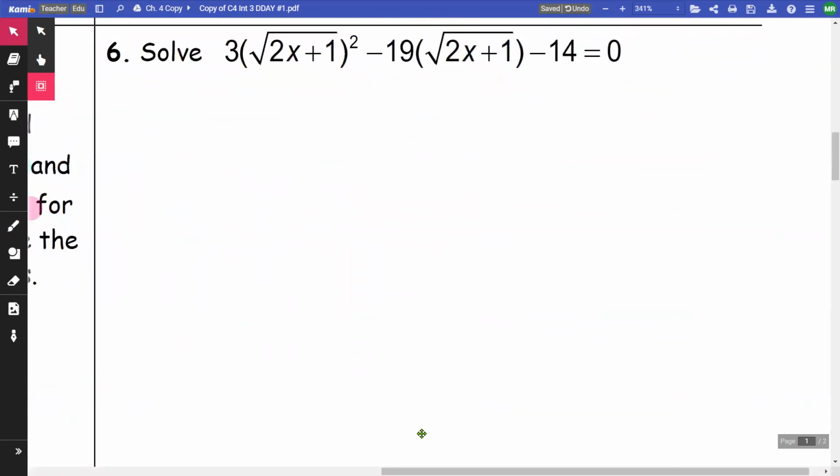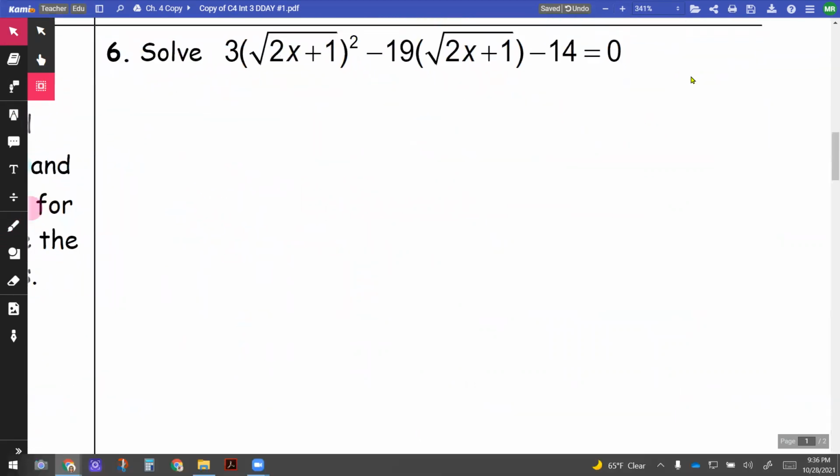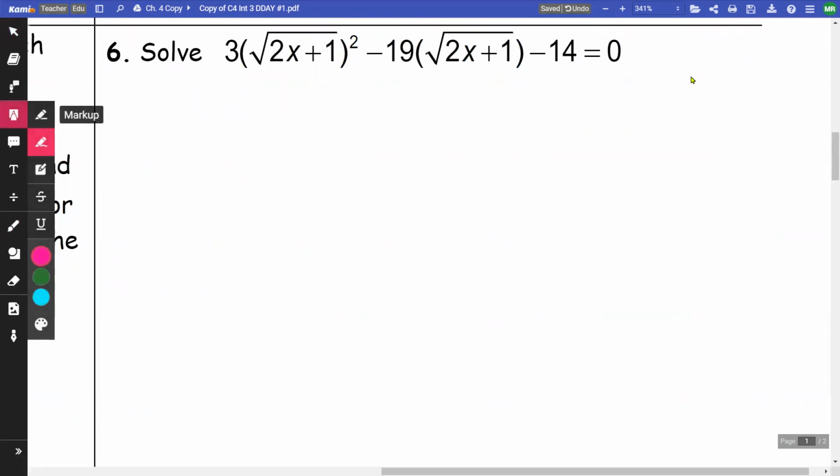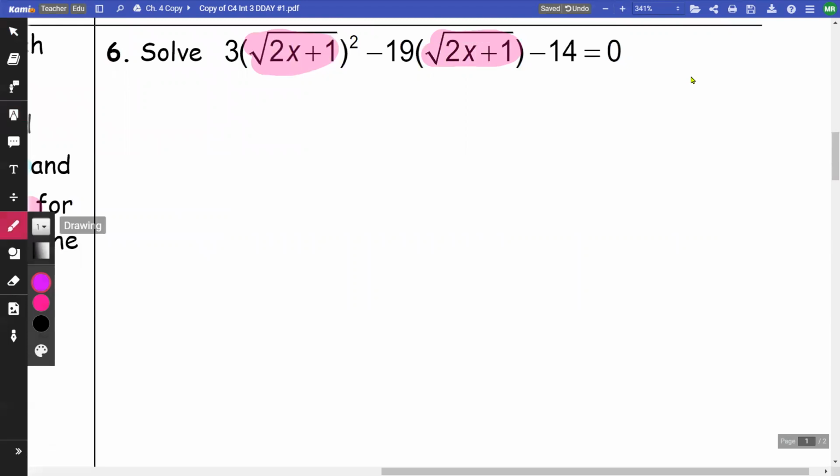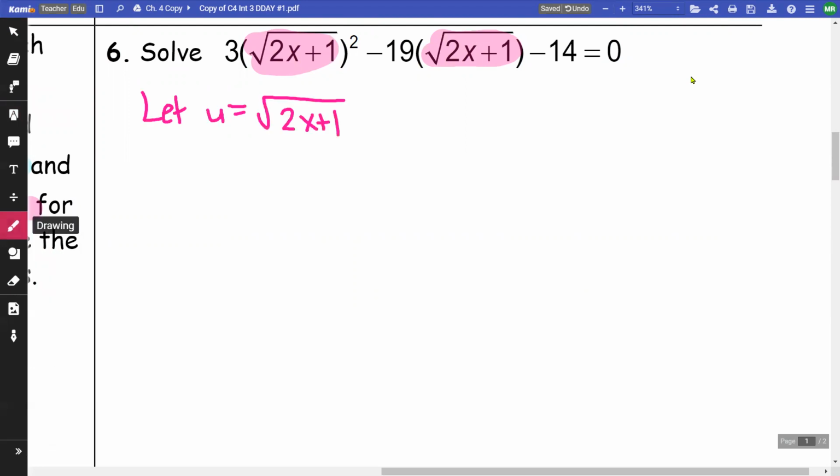So on this problem, I noticed that we have the square root of 2x plus 1 here and here. So that's what I'm going to let my u equal. So let u equal the square root of 2x plus 1. Then I'm going to rewrite my problem. And so it's going to be 3u squared minus 19u minus 14 equals 0. I'm going to do a box to diamond.